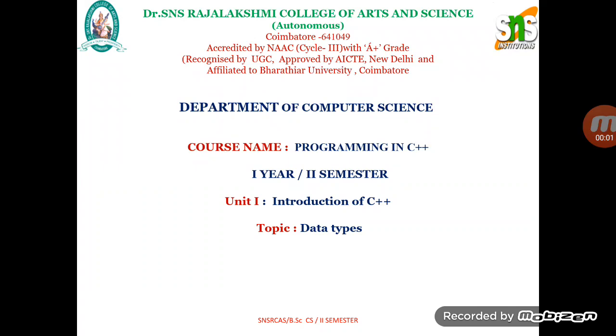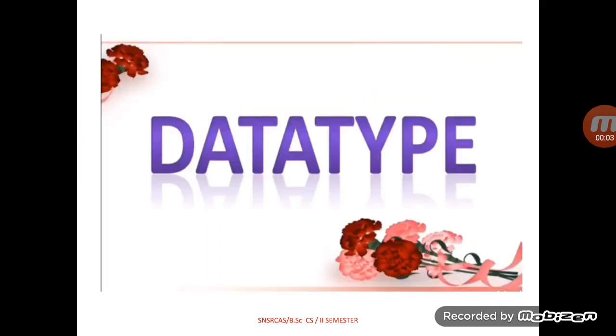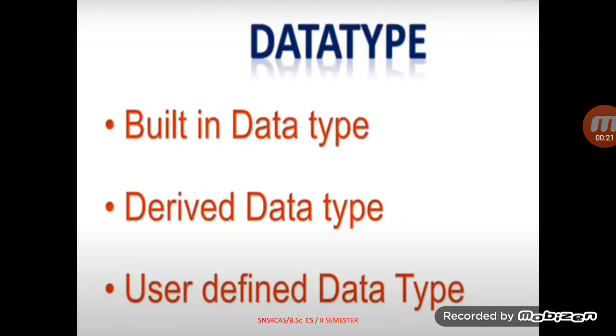Now we can see data types. Data types means what? It is a type of data. When we are writing a program, we must declare a variable with data types. So now we can see the types of data or data types.